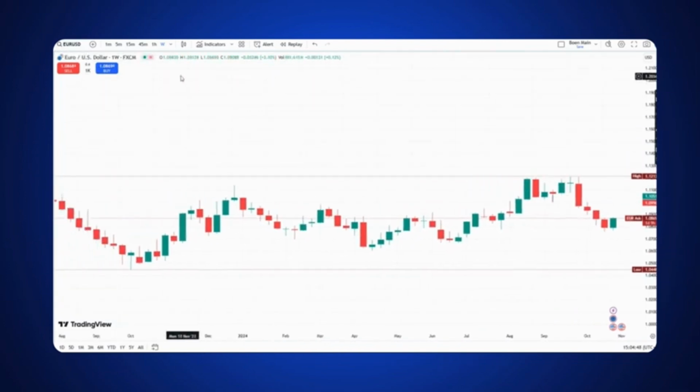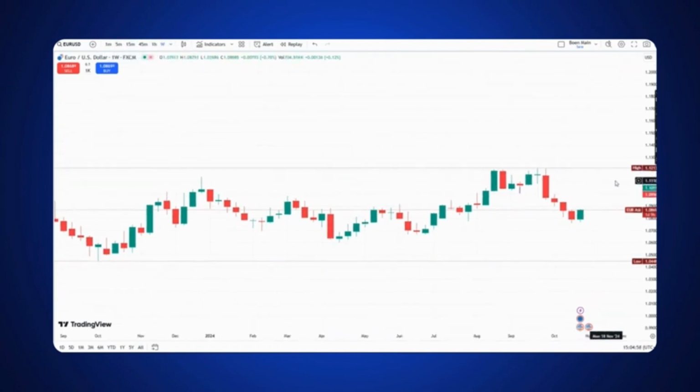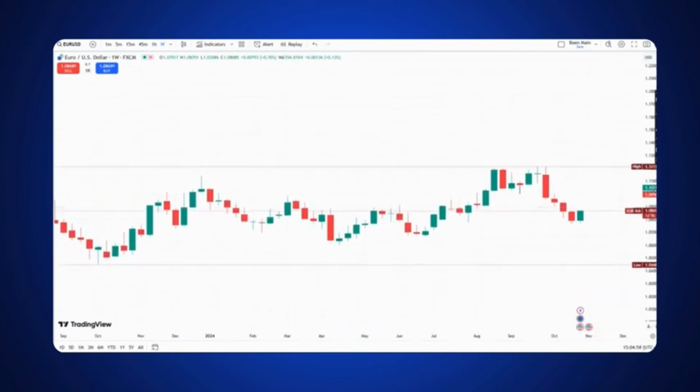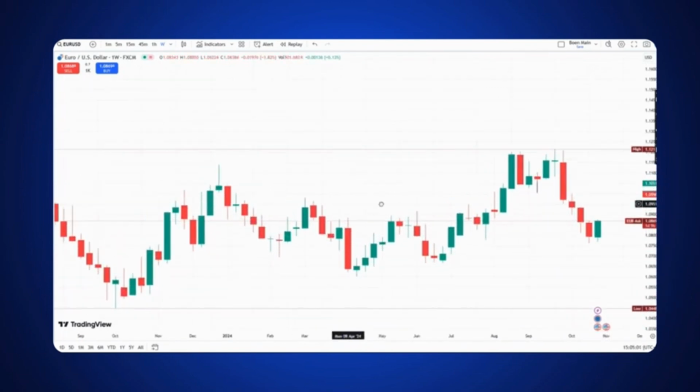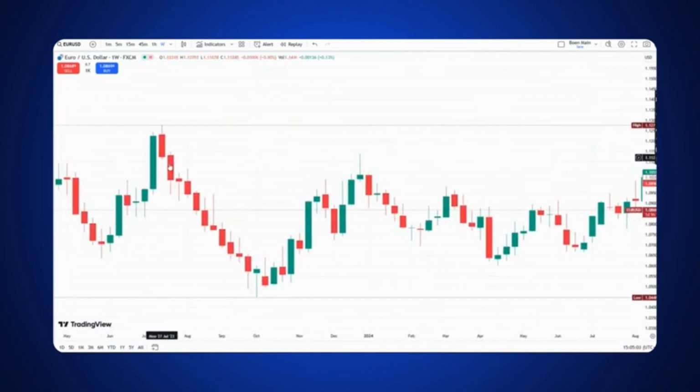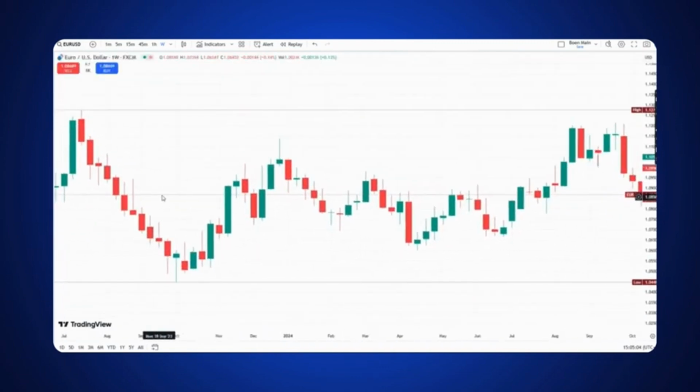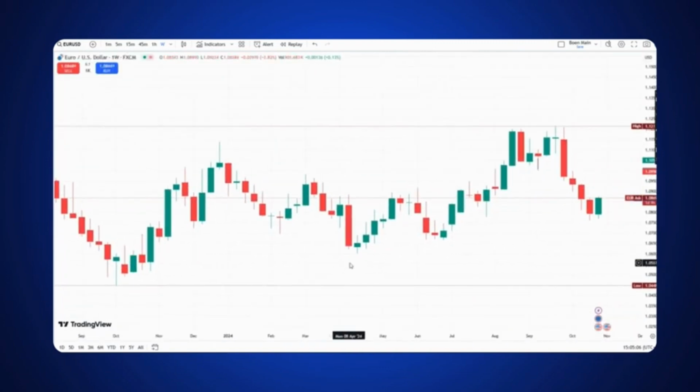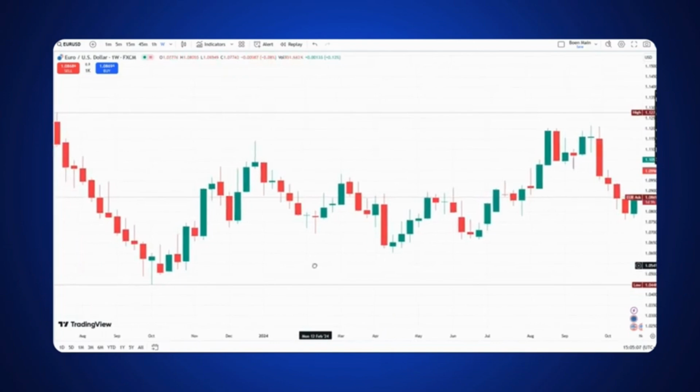Now, the first step in multi-time frame analysis is to choose your timeframes. Typically, traders use a combination of long, medium, and short-term charts. We begin with the weekly chart. This is your strategic frame. It sets the stage for identifying the overall trend. Look for major trends, support, and resistance levels.